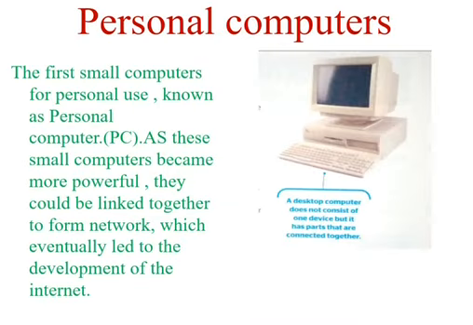Now we will discuss personal computers. The first small computers appeared for personal use, known as personal computers or PCs. As these small computers became more powerful, they could be linked together to form a network, which eventually led to the development of the internet. Here in this diagram you can see that a desktop computer does not consist of one device, but it has parts that are connected together. It means that all those parts are connected to the microprocessor or the CPU on a single chip and are connected together through wires.